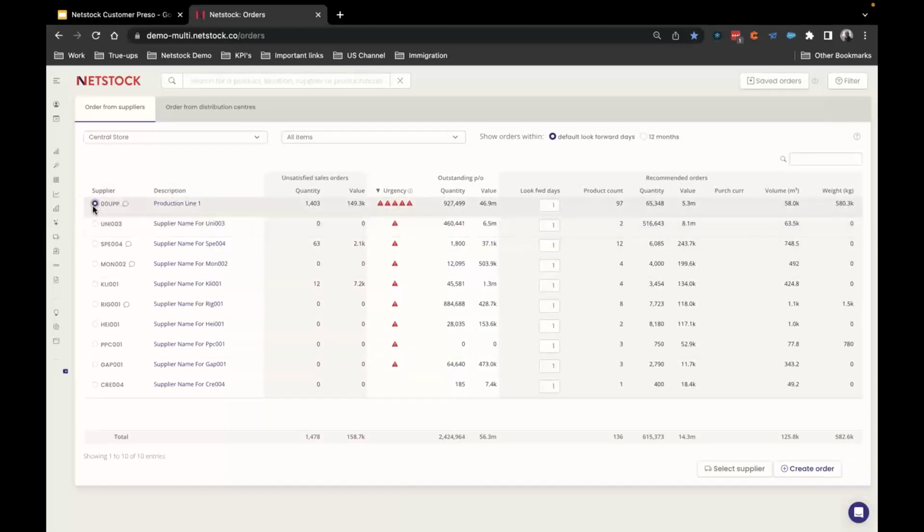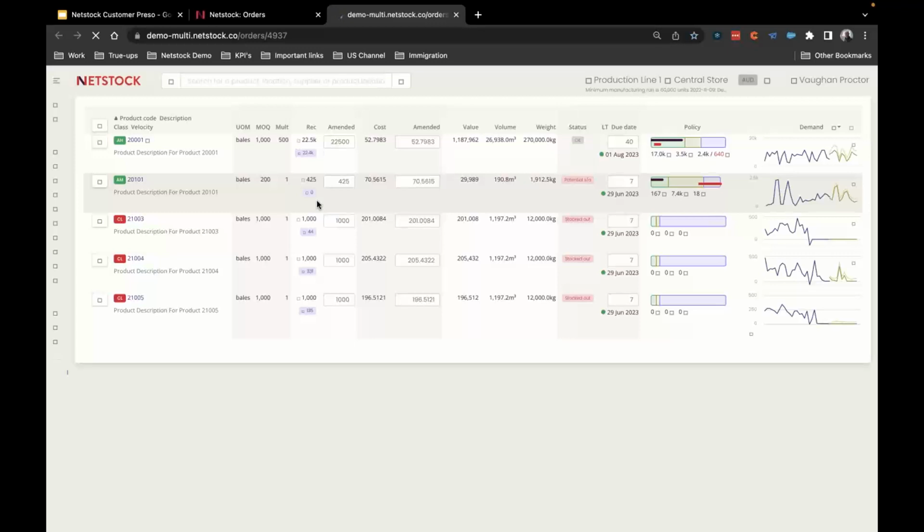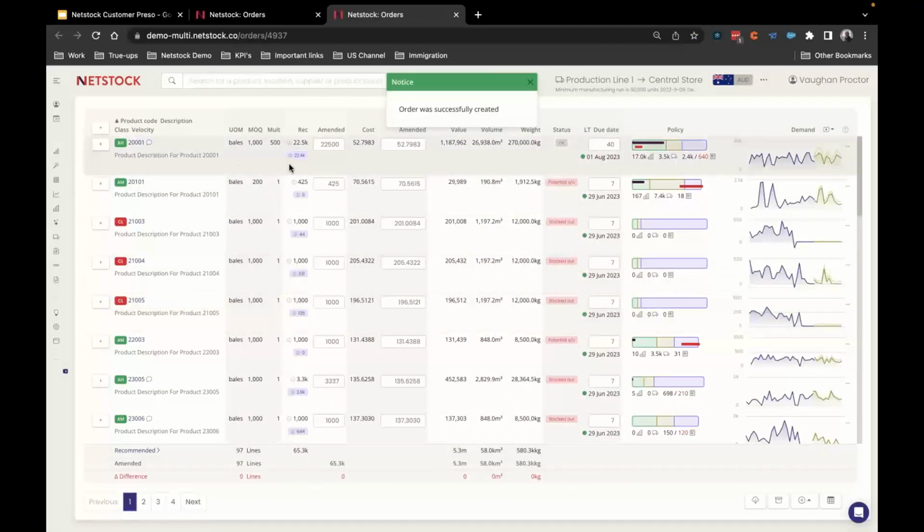All right, I'm going to go into one of these items over here. One of these suppliers, I'm just going to use a production line as an example. We say create order. It'll then bring up those 97 items that I was talking about, one by one, with all the information about that item, units of measure. If there's a minimum order quantity or a multiple, we will round to that minimum order quantity or multiple as well. You can see the recommendation over there that can be changed, and the last cost that we pulled from the ERP. Those two can be changed if required.